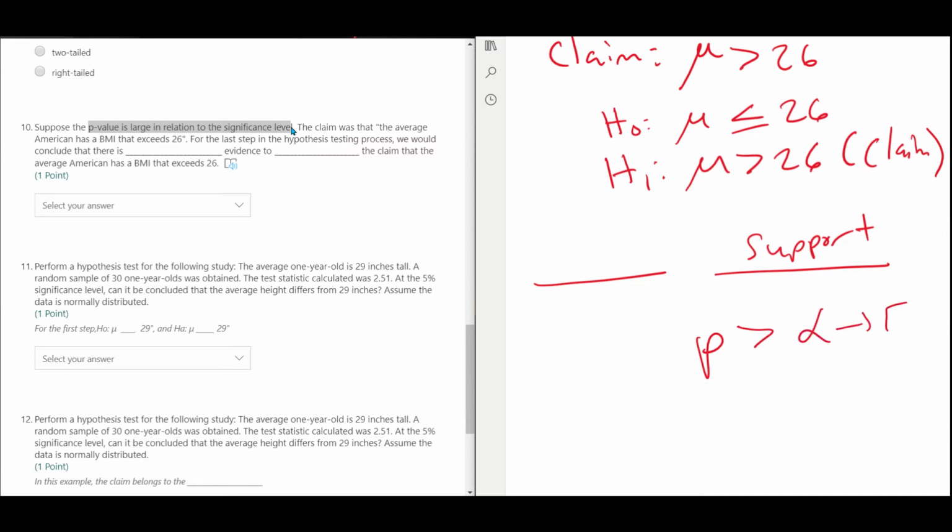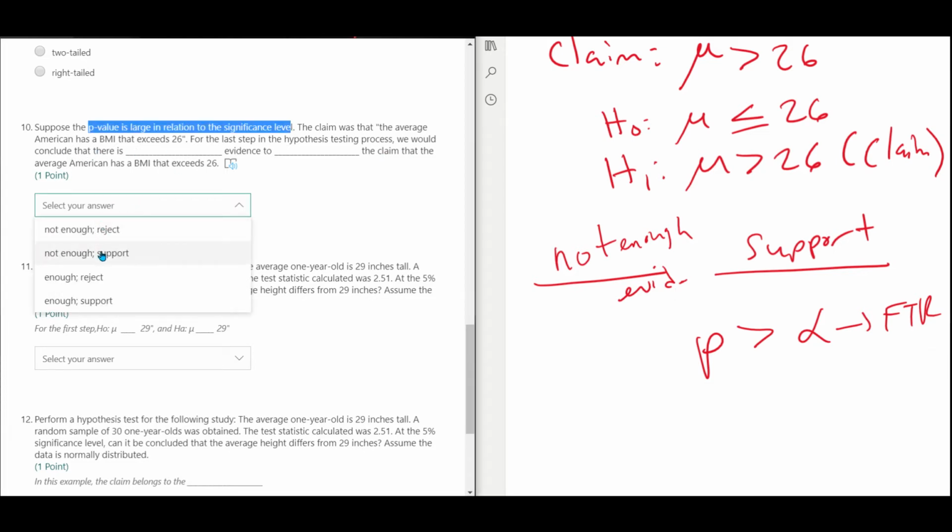This means that we fail to reject the null hypothesis. So if we fail to reject, we're going to say that there is not enough evidence. Fail to reject, not enough evidence. Reject means you have enough evidence. So the conclusion here is that we conclude that there is not enough evidence to support the claim that the average American has a BMI exceeding 26.